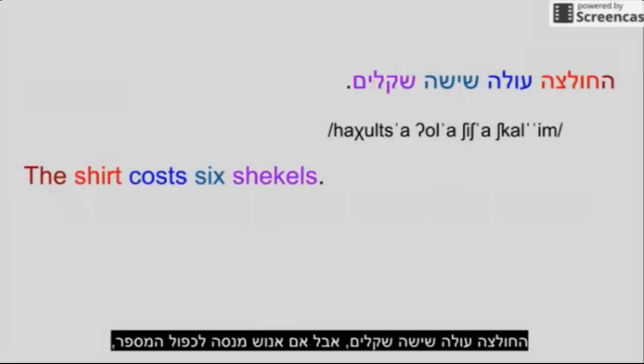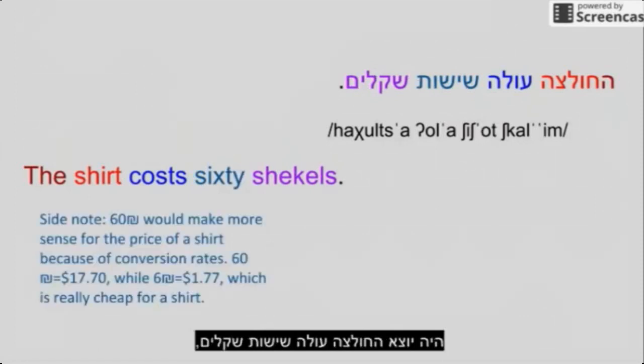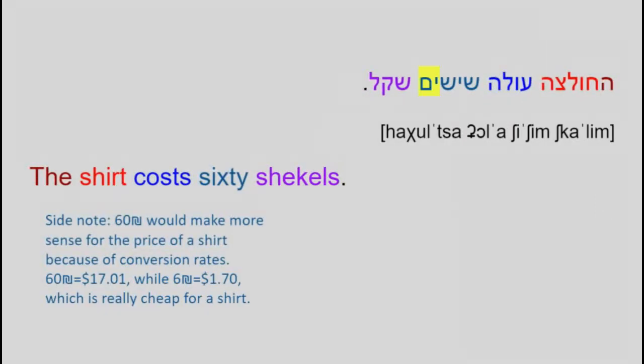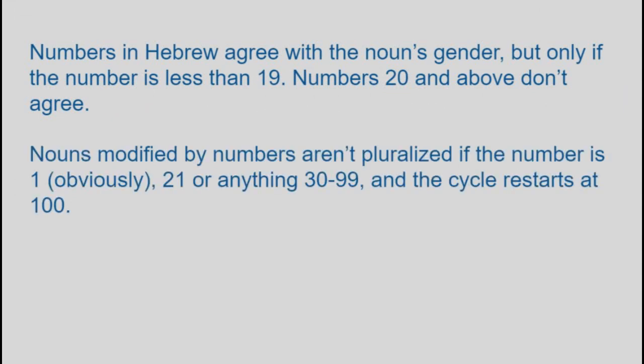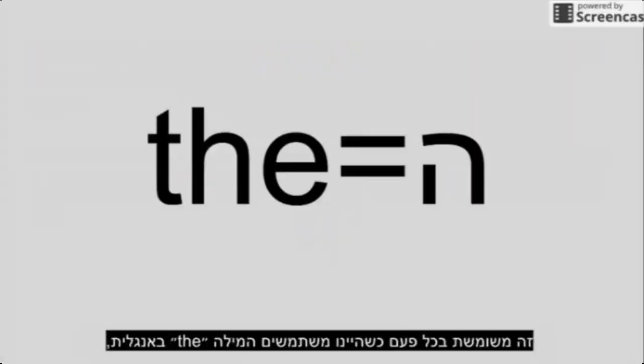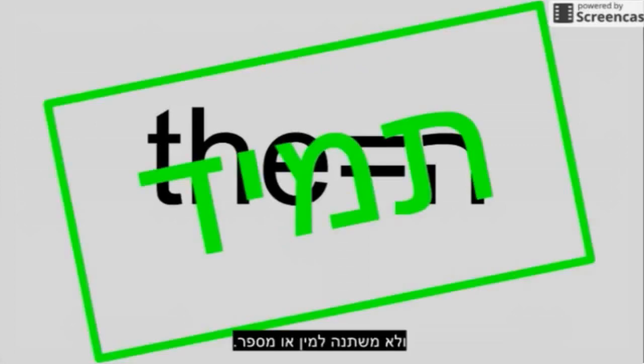But if one tried pluralizing the number, it would come out "achutza ola shishot shkalim," or "the shirt costs 60 shekels." It should be shishim shekel, as numbers in Hebrew actually stop agreeing with gender past 19. Therefore, 60 is shishim, regardless if it's modifying a masculine or feminine noun. Also shekel, because nouns with numbers stop being pluralized between 30 and 99. It's used whenever the word "the" would be used in English and doesn't change for gender or number.